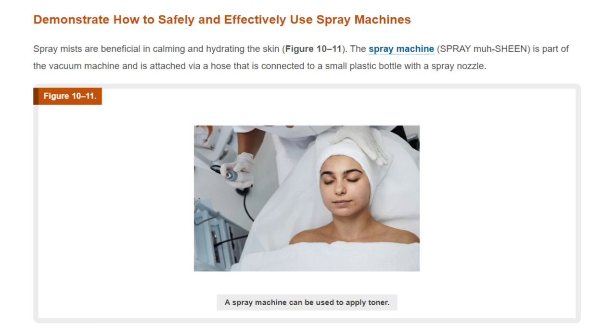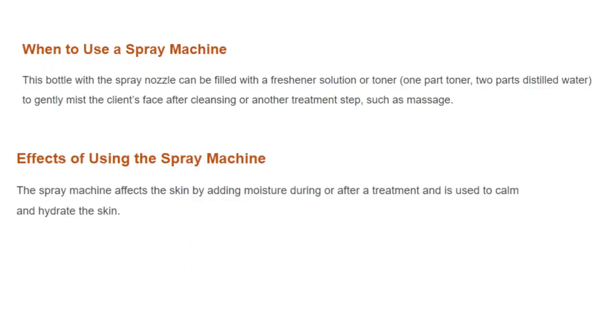Figure 10.11. A spray machine can be used to apply toner. When to use a spray machine? This bottle with the spray nozzle can be filled with a freshener solution or toner, 1 part toner, 2 parts distilled water, to gently mist the client's face after cleansing or another treatment step, such as massage.